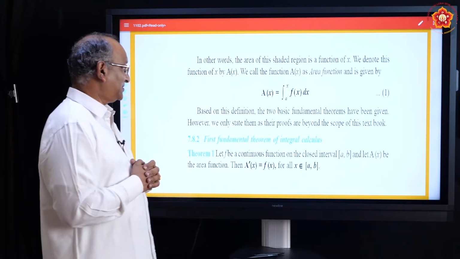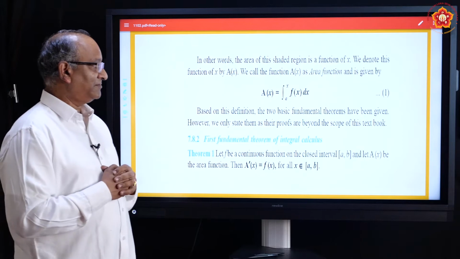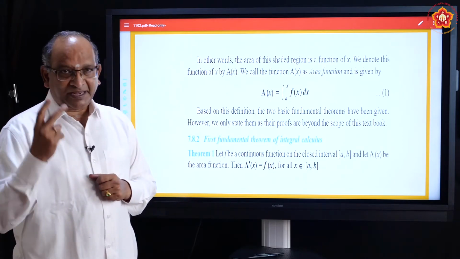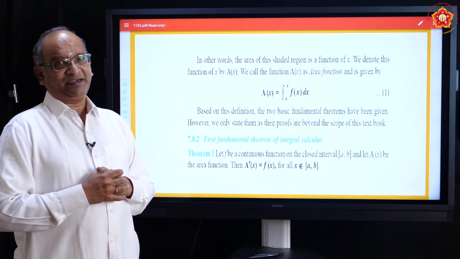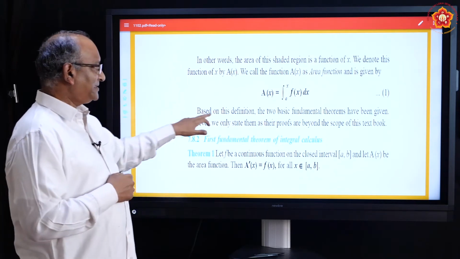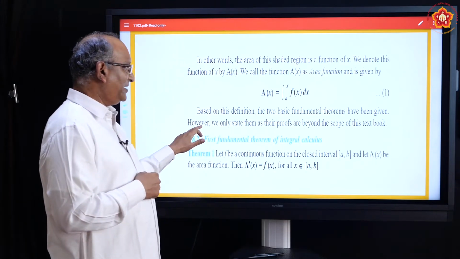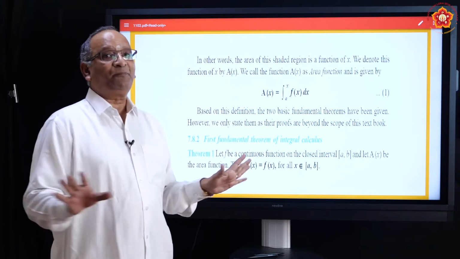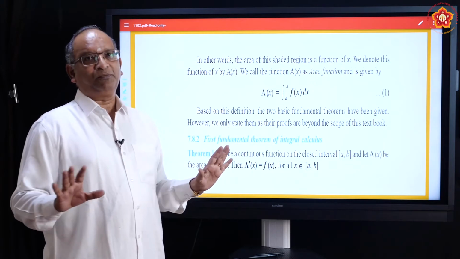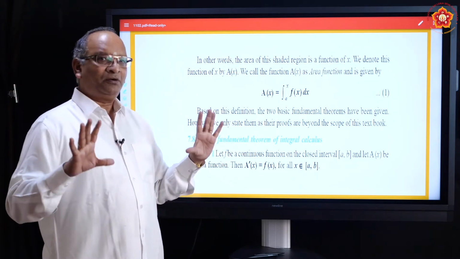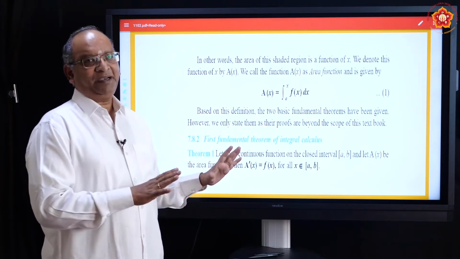Based upon this definition, two basic fundamental theorems have been given. However, we only state them. We are not proving them, because the proof is done at college level. Right now, if we know the statement, that is good enough.